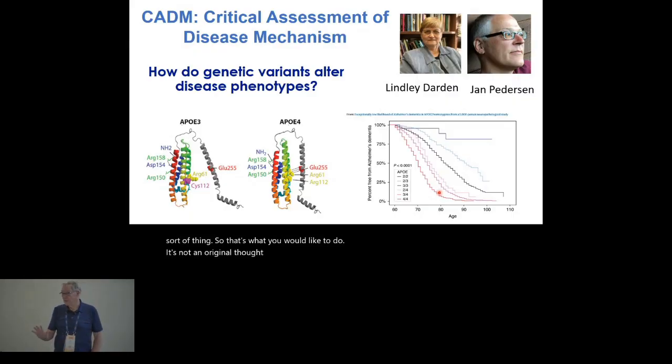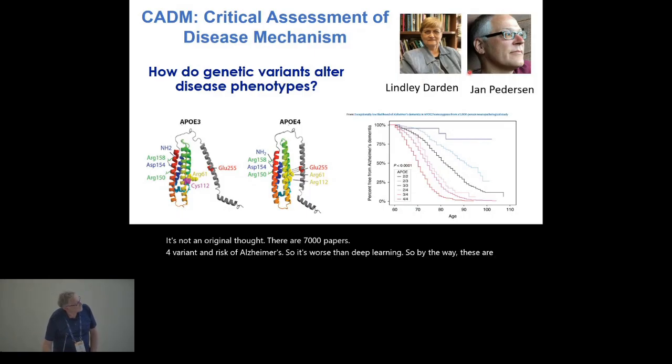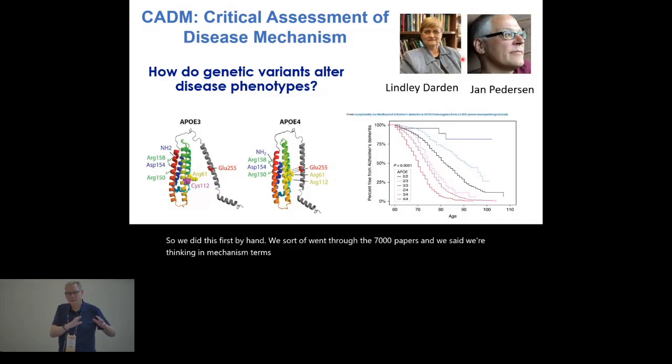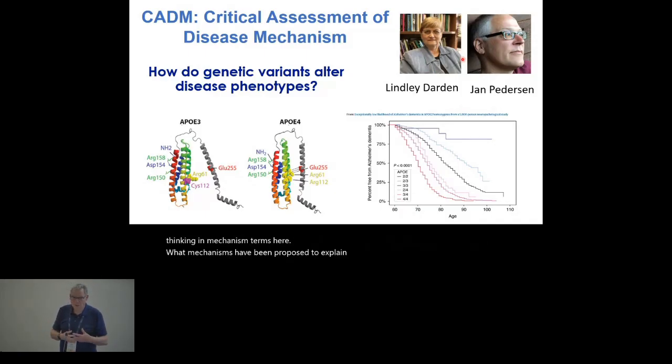It's not an original thought. There are 7,000 papers on the E4 variant and risk of Alzheimer's. So it's worse than deep learning. Oh, by the way, these are my colleagues on this project. So we did this first by hand. We went through the 7,000 papers and we said, we're thinking in mechanism terms here. What mechanisms have been proposed to explain this relationship?